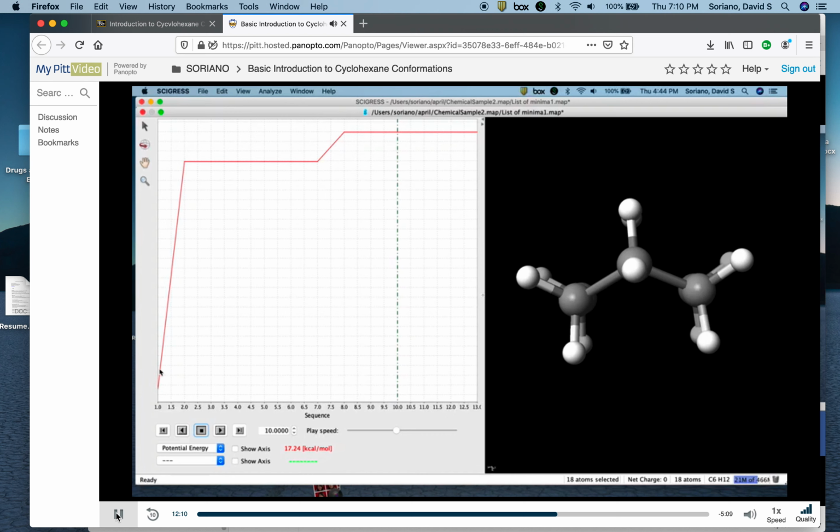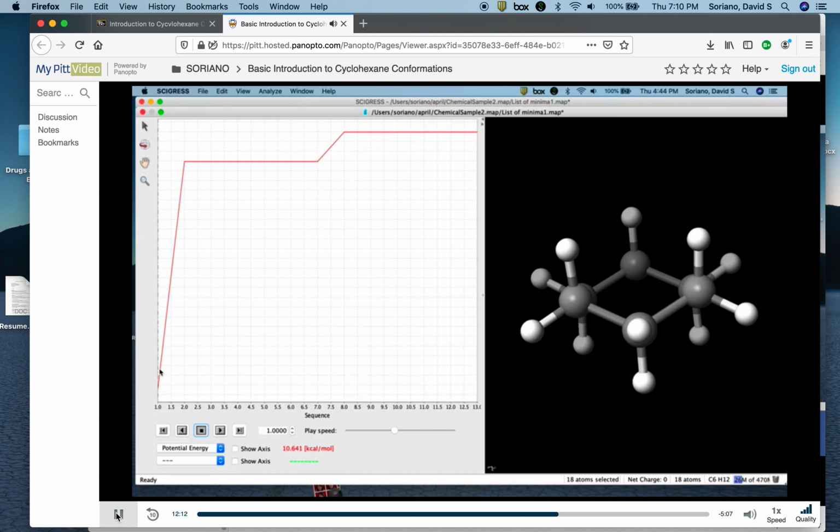Let me go back here. We're getting towards the lower one. See, 10.64. So there's an equation. I'm not going to tell you what it is. You go and find it. But there's an equation where if you know the energy difference between conformers at a given temperature, you can determine the percentages of each at equilibrium, chemical equilibrium.